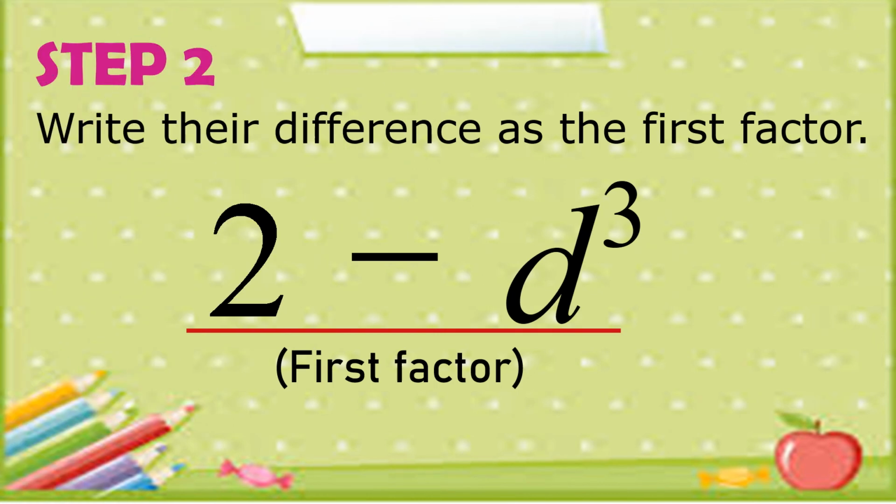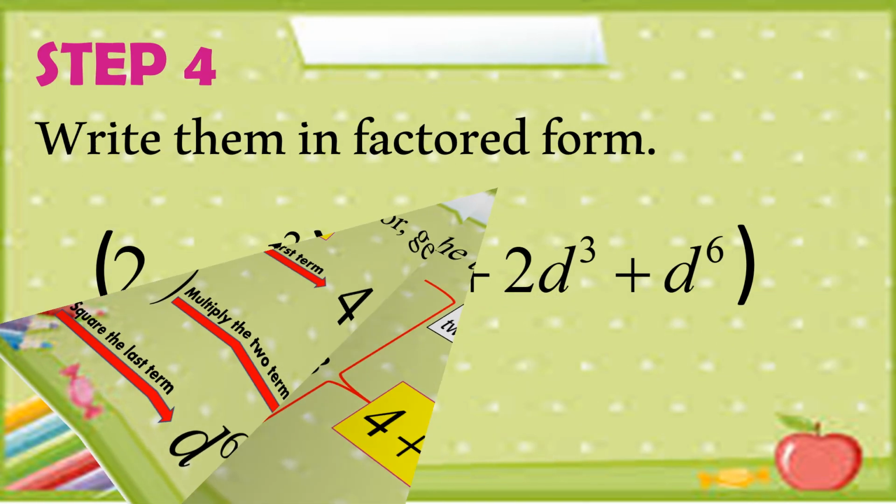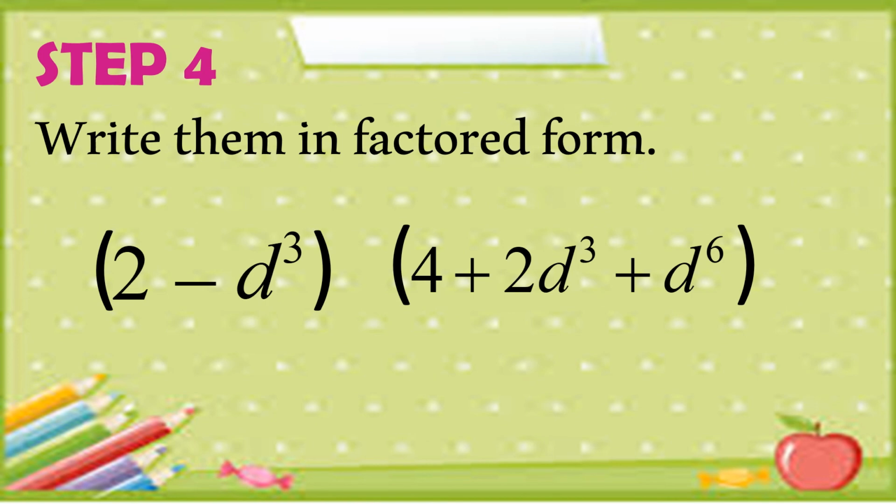And after finding the cube root of the two terms, we write their first factor as 2 minus d cubed. Third step, use the first factor in finding the trinomial factor. We square the first term, multiply the two terms, and square the last term. And we came up now with 4 plus 2d cubed plus d raised to 6. And step 4, write them in factored form. So we have the quantity of 2 minus d cubed and the quantity of 4 plus 2d cubed plus d raised to 6.